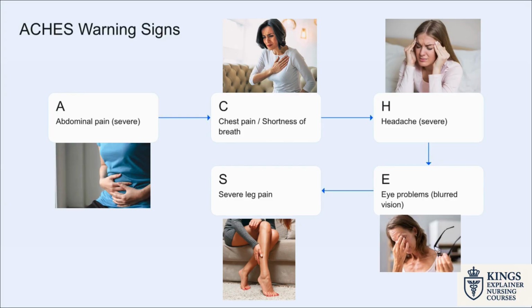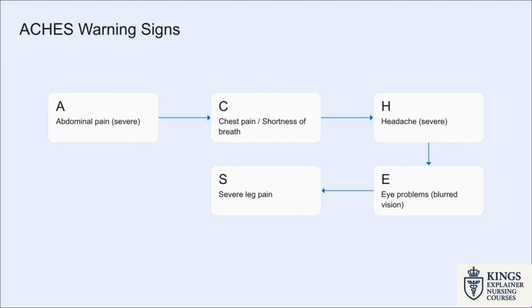A for abdominal pain, C for chest pain, H for horrible headaches, E for eye problems, and S for severe leg pain. Any of these could mean a DVT, a PE, a stroke, a life-threatening emergency.